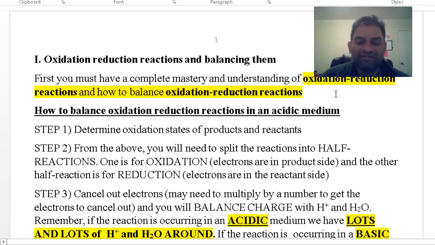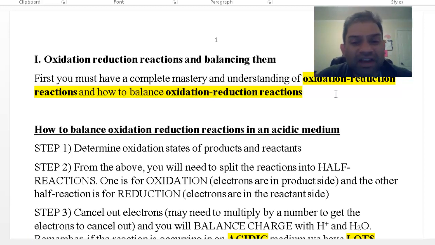So let's define a redox reaction. A redox reaction is an exchange of electrons, either 1, 2, 3, or 4 electrons, or even more. And furthermore, a redox reaction is a combination of both an oxidation half reaction and a reduction half reaction. You add those two half reactions to get the full redox reaction.